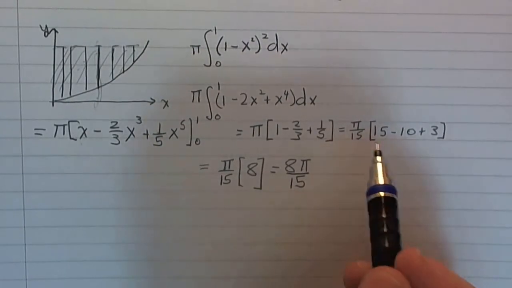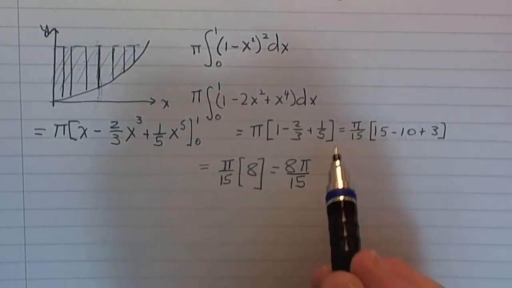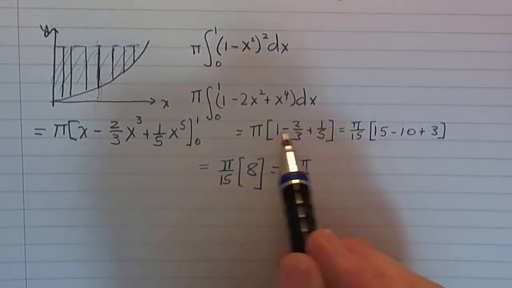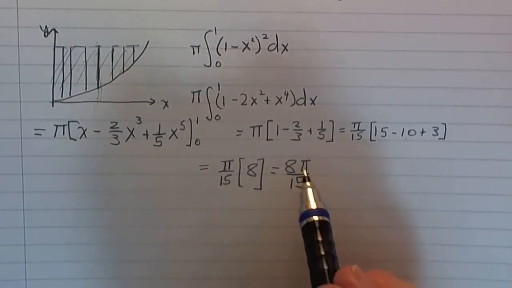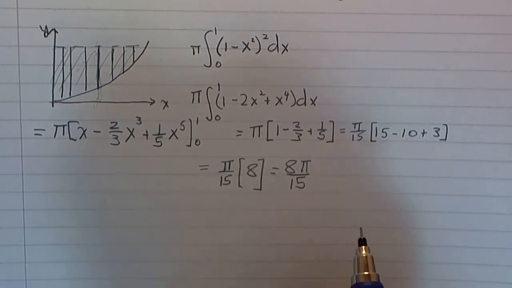Now of course you don't need to do the trick I did here, this little arithmetic trick. You could just do the arithmetic in here and then multiply times pi. But you would still get the same thing, 8 pi over 15.